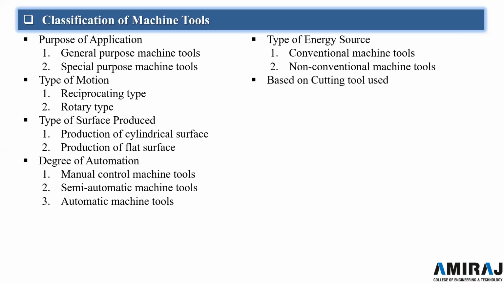Another type of classification is based on cutting tool used. What cutting tool we are supposed to use, like single point cutting tool, for example lathe, shaper, planer, slotter. These are single point cutting tools. In lathe we use single point, in shaper, planer, slotter as well, while another is multi-point cutting tool.